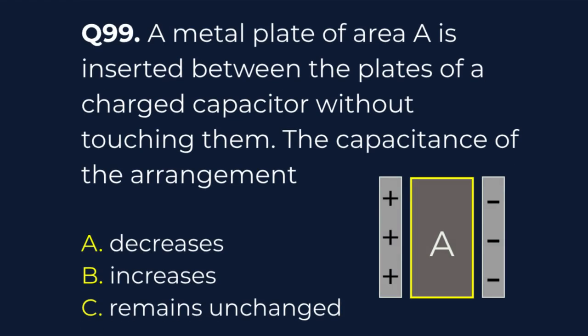Question 99. A metal plate of area A is inserted between the plates of a charged capacitor without touching them. The capacitance of the arrangement: a) decreases, b) increases, c) remains unchanged.